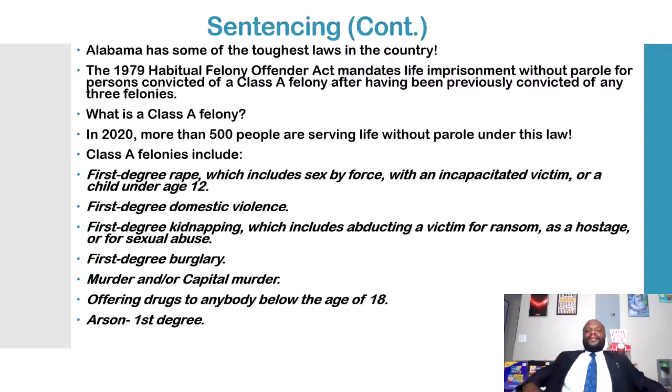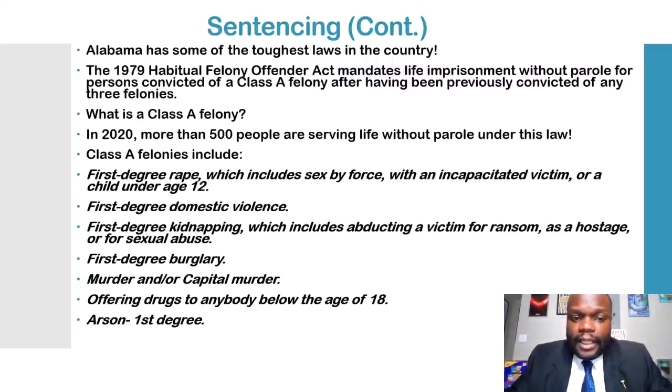And then we have the Alabama 1979 Habitual Felony Offender Act. It mandates life imprisonment without parole for persons convicted of a Class A felony after having previously been convicted of any three felonies. And what are Class A felonies? Well, you see what they are: first-degree burglary, arson, offering drugs to anyone under the age of 18. So these are very serious because, just like with Georgia and certainly Florida, if you get one of these convictions, you're probably going to have a very difficult time maintaining and functioning in life. And certainly with that third conviction, you will go to prison for the rest of your life. You don't get any benefit of the doubt.